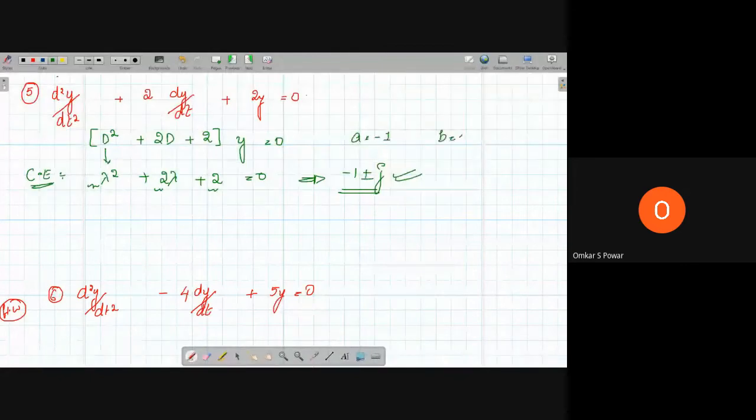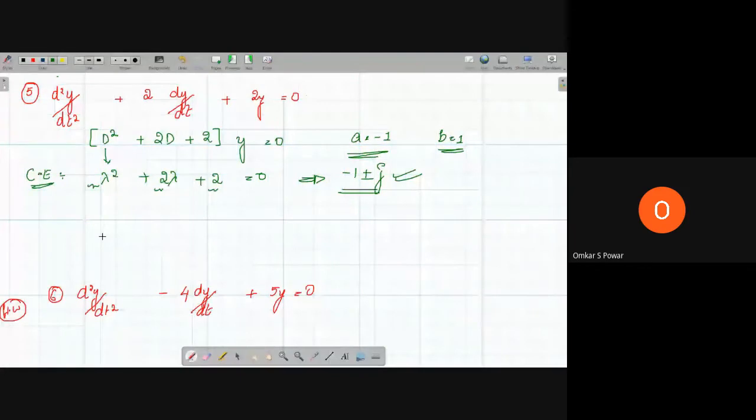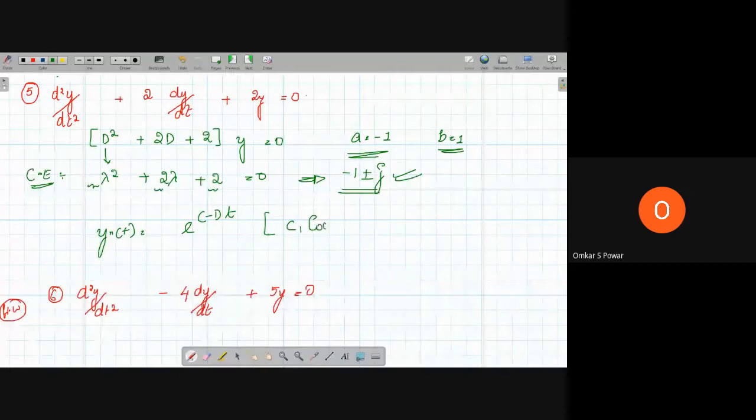1. Okay. Now, as I told you, your natural response to the system is e power at. So what is a? Minus 1. So e power minus 1 into t whole, C1 cos bt, so b is 1, plus C2 sin bt. So this is nothing but your natural response.